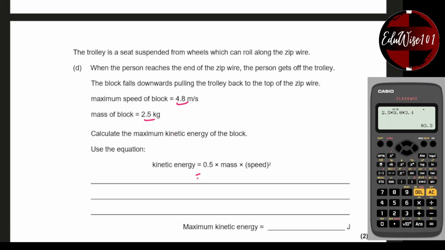So, kinetic energy is 0.5 multiplied by the mass, which is 2.5, multiplied by the speed, which is 4.8, and it's squared. So 0.5 times 2.5 times 4.8 multiplied by 4.8 again because it's a square. That's 28.8 joules.